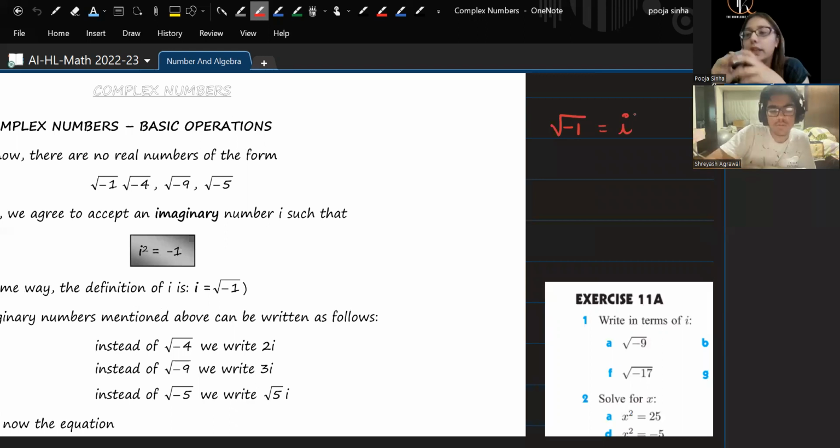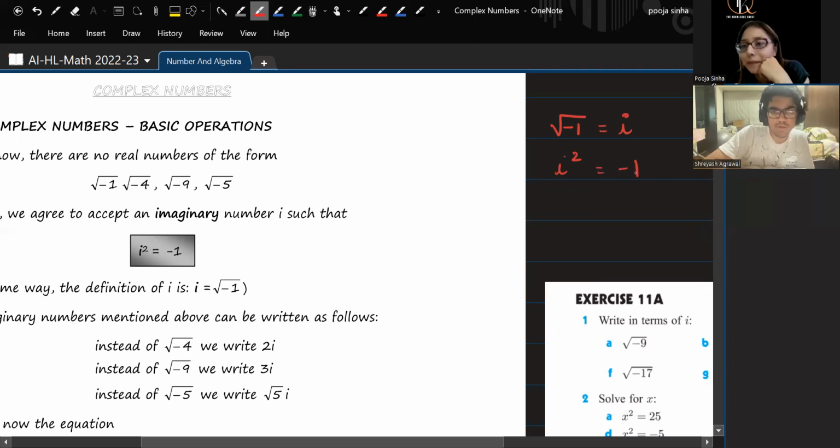So now we are learning a completely new system, which is imaginary numbers. In imaginary numbers, the square root of -1 will be represented as i. So what will happen if I square it? If I do i squared, it will just become -1.